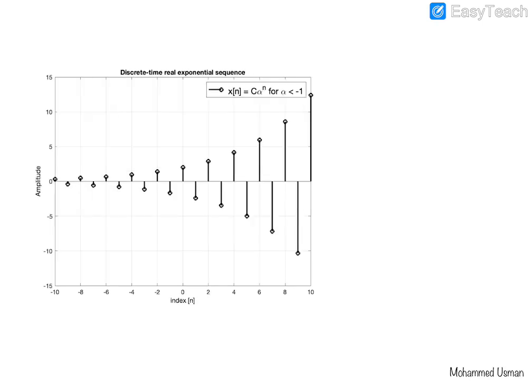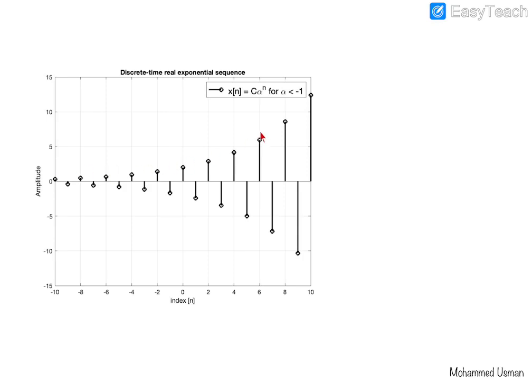Okay, let us first have a look at the next case where alpha is less than -1, that is it is more negative than -1. In this case again we see that it is a growing exponential.